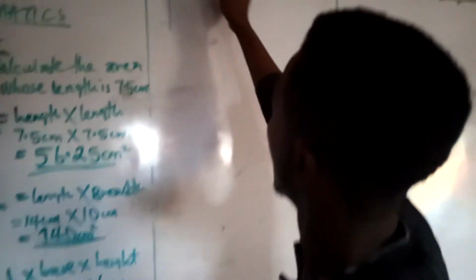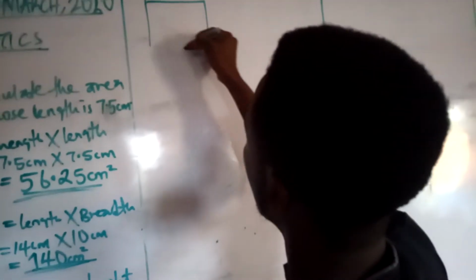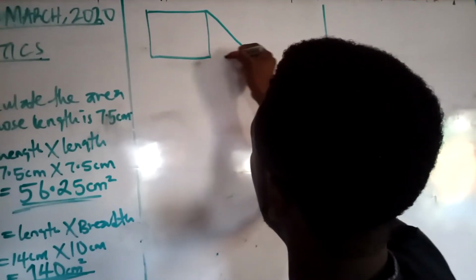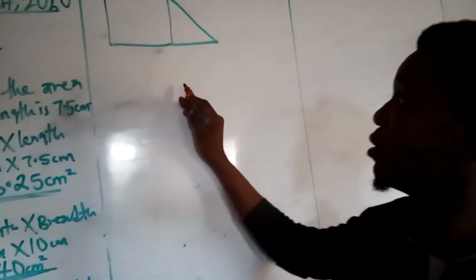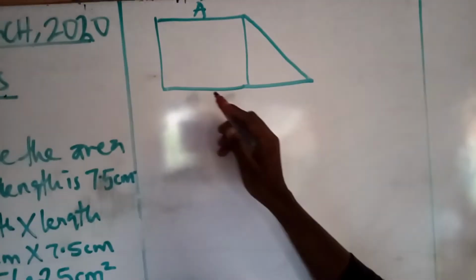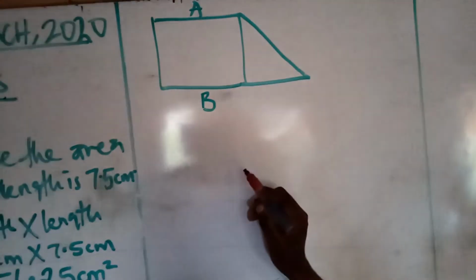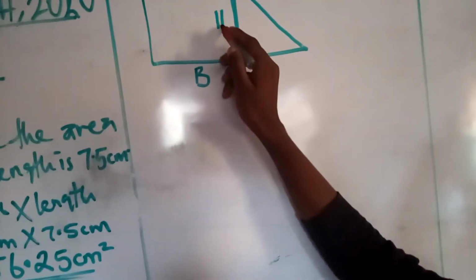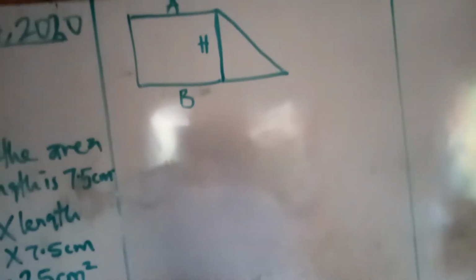Now let's go to area of a trapezium. This is what you call a trapezium. A trapezium consists of a rectangle and half of a triangle. The top is called our A. The bottom is called the B. And how tall the shape is represents the height.